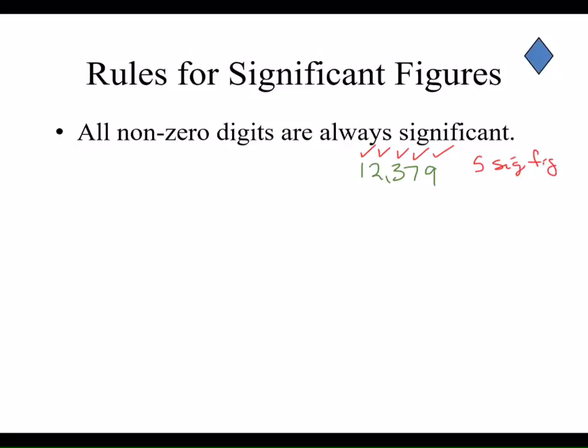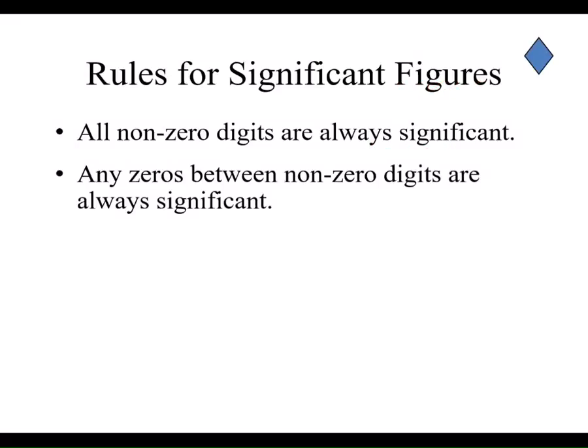So anything that's not 0 is significant. I could have instead had 12.397, and again I would have 5 significant figures. Okay. The next rule, and the zeros are what kind of gets us.